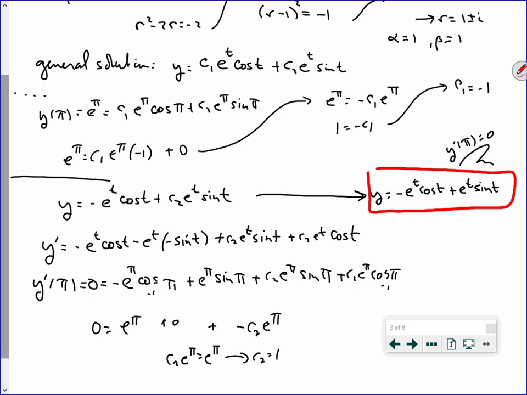So there's our solution. And yeah, the DE part doesn't take very long. It's just a little bit of algebra it takes there.